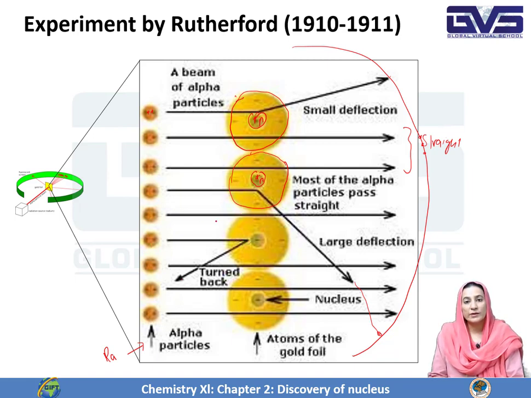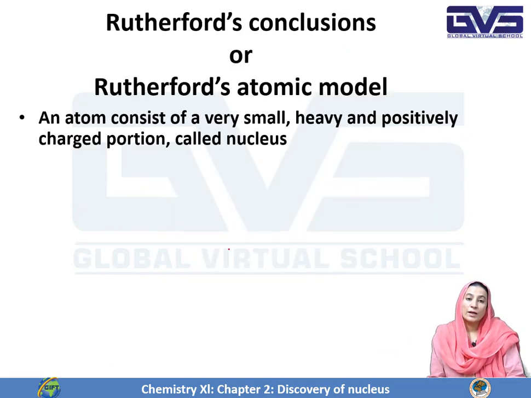So he observed different things: some passing straight, some deflecting at small angles, some deflecting at a little larger angle, and some returning back. He observed this on the fluorescent screen, and on the basis of his observation he concluded that an atom consists of a very small, heavy and positively charged portion called the nucleus.